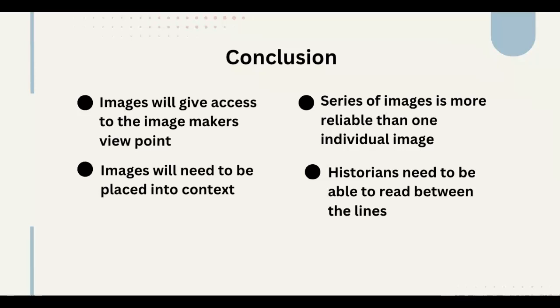His second point is that images should be placed in their historical context. How society viewed the subject of the image at that time, and also the original client and function of the image. Third, he says that groups of images are more reliable than one individual image. And his final point is that historians need to be able to read between the lines and look at both what is included but also what the artist chose to leave out of the image.